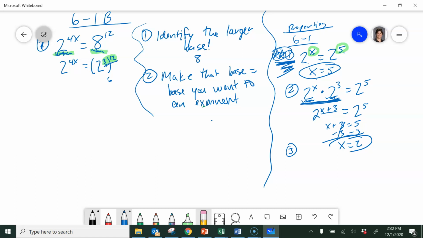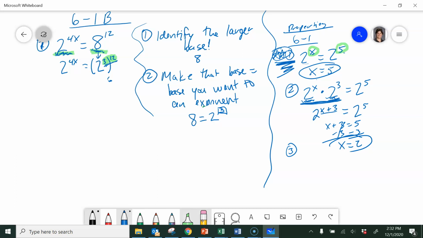Second, you're going to make that base, so the 8, equal to the base you want, which is 2, to some exponent. Okay, so you set it up like that, and then you figure out what needs to go in the exponent. So 8 is 2 to what power? Well, 2 times 2 is 4, times 2 is 8. So it's 2 to the third. Okay, so that's why I replaced the 8 with 2 to the third.